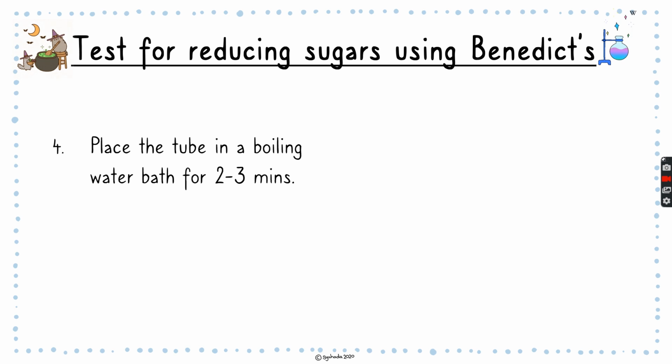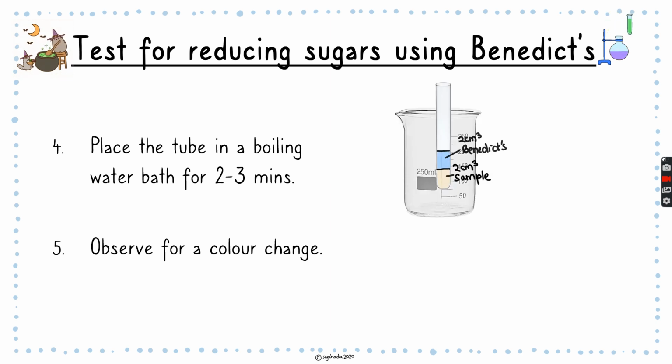Okay, so after you have shaken your sample, you need to place the test tube into a boiling water bath for 2 to 3 minutes, and then you have to observe for a color change. So what this means is that you add those two, make sure to shake it, okay? Don't have them in separates like this. So make sure that there's water in there, and then you have to heat that up.